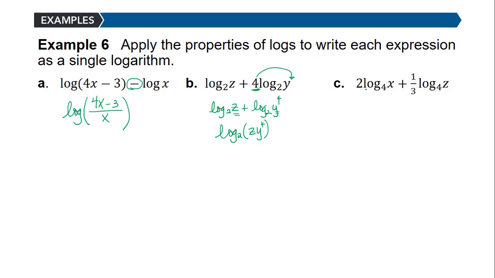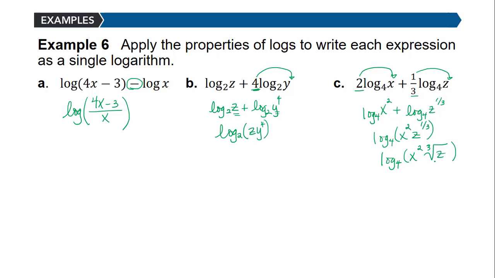Part C is 2 times log base 4 of x plus 1/3 times log base 4 of z. I see a coefficient of the log, so the first thing I need to do is take the coefficient up to the exponent. So this becomes log base 4 of x squared plus log base 4 of z to the 1/3. Well, a sum of logs is equivalent to the log of their product. This is equivalent to log base 4 of x squared times z to the 1/3. And finally, I can simplify this in one other way. I can rewrite z to the 1/3 as the cube root of z. So I have log base 4 of x squared times the cube root of z.